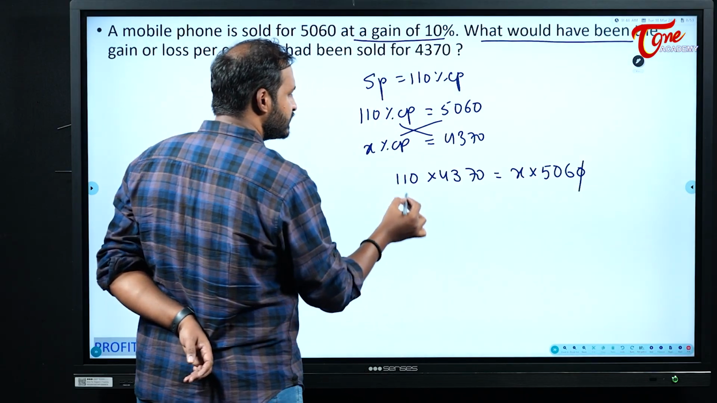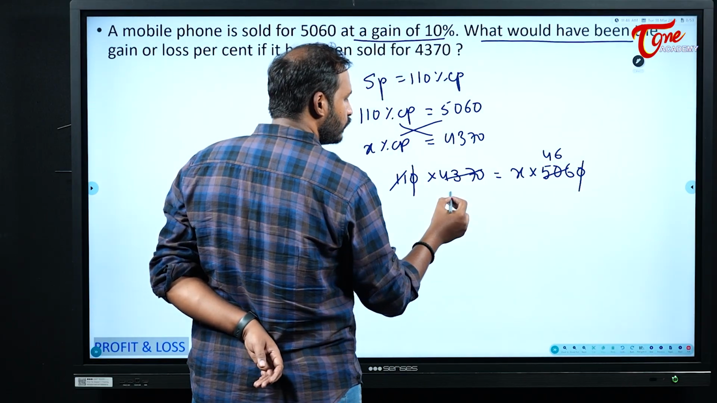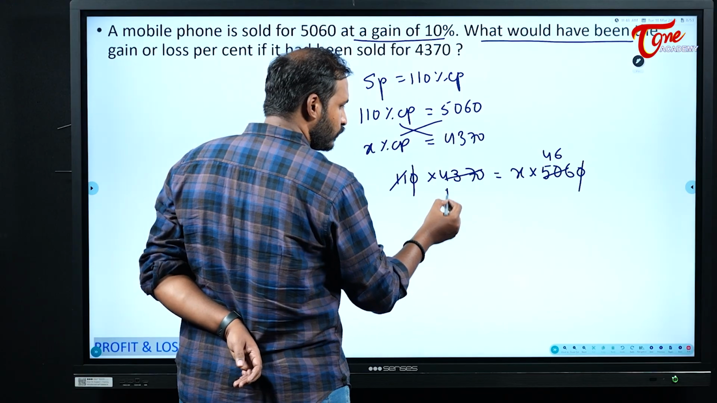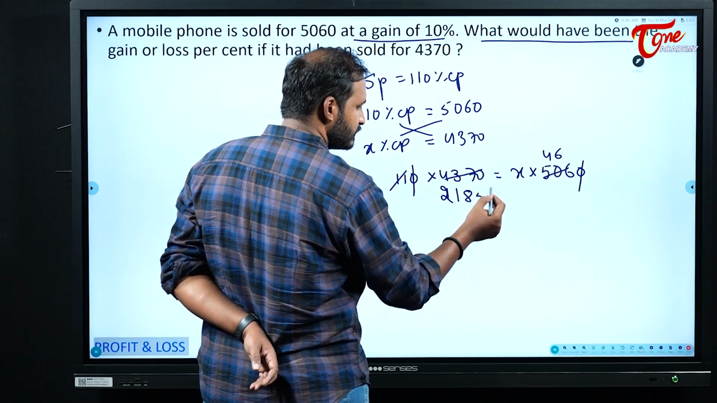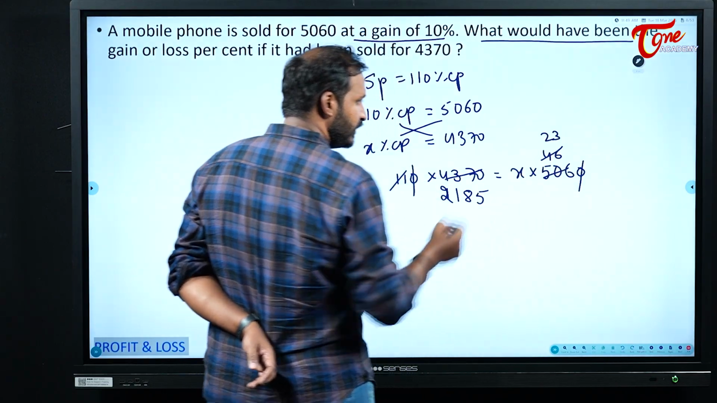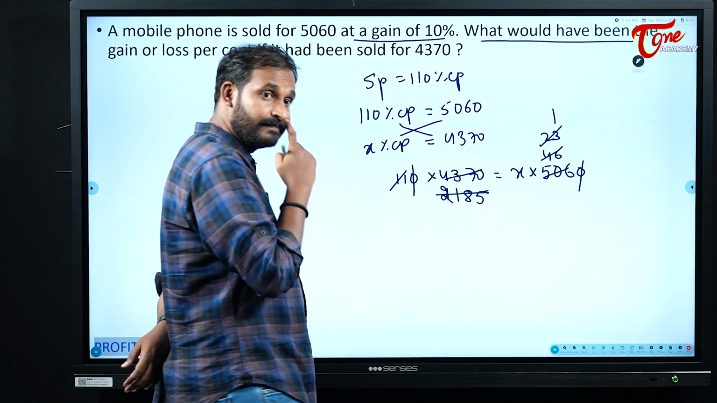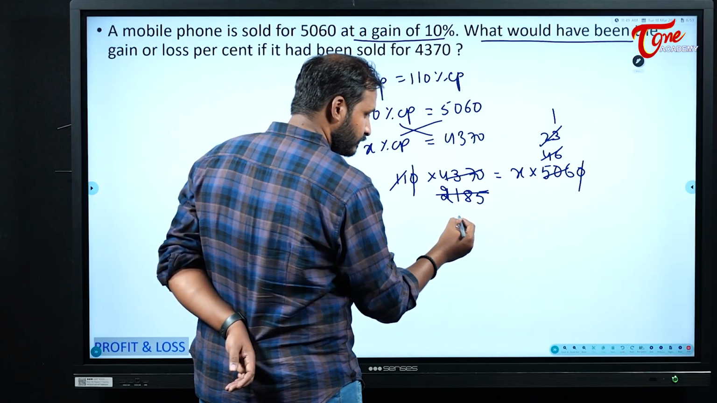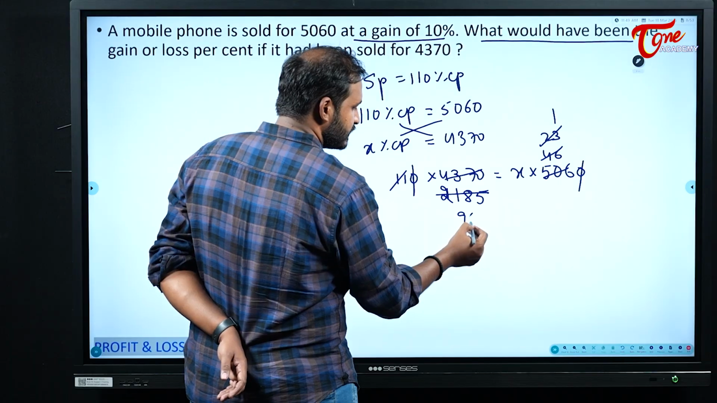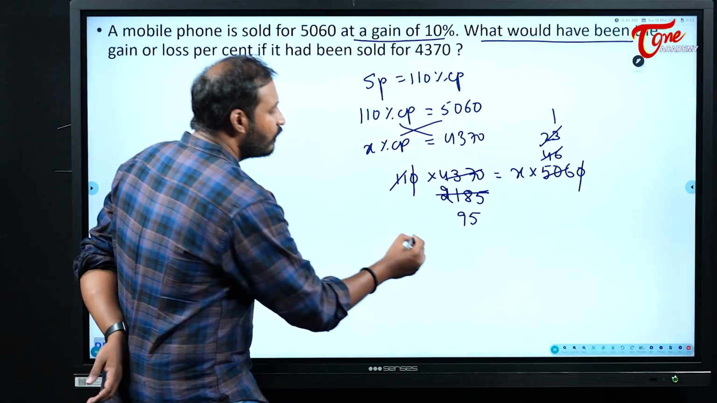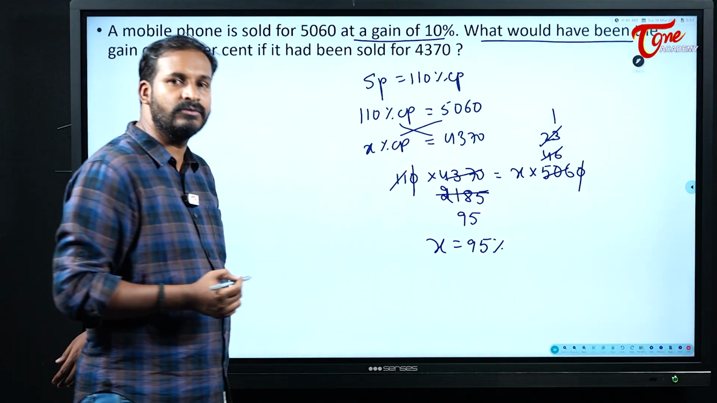Now the zeros get cancelled. 11 ones 11. 4 times and 6 times. Next, in the 2 table, 2 twos, and you will get here 1 time 8 and 5s. Next, here 23 times in the 2 table. Next 23 ones, 23 nines is 207. We will be left with 11, 115 means 23 fives. So what is the value of X I got here? X is equal to 95%.